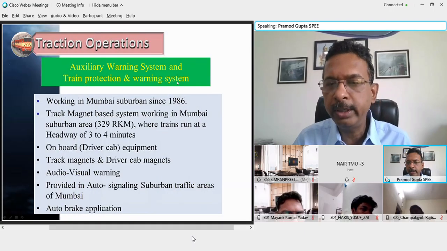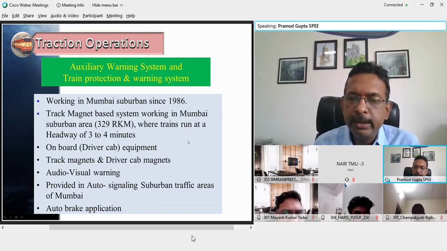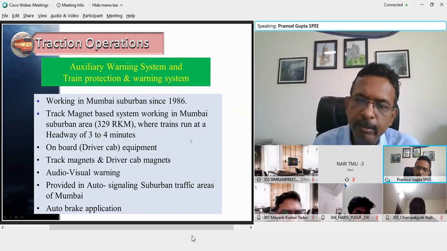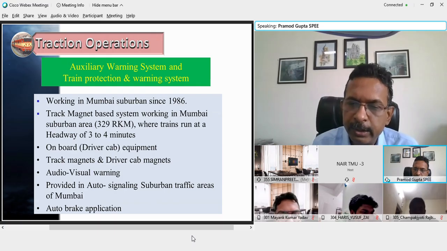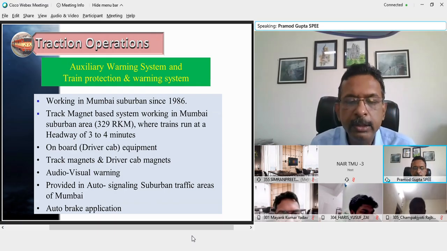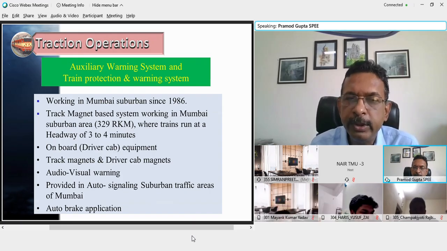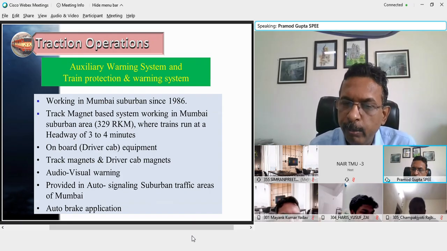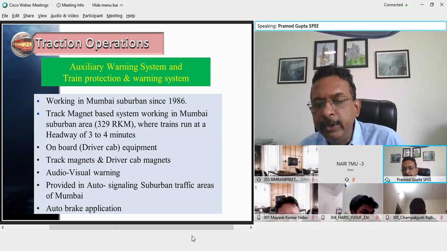The other one is the auxiliary warning system that we have introduced in the Mumbai area. It is a track magnet system which is working in the Mumbai area where the train runs at a headway of 4 minutes. It is very low to be run at very high speed because we have electric vehicles, so acceleration and deceleration is very fast. So we need something that can control the speed of the train in case the loco pilot fails to react. So the very purpose of introducing a warning system is to push in more number of trains in the system without worrying about the response time of the loco pilot.